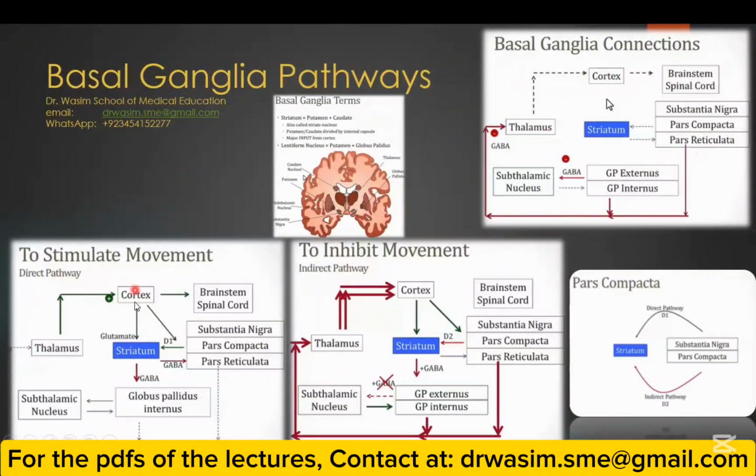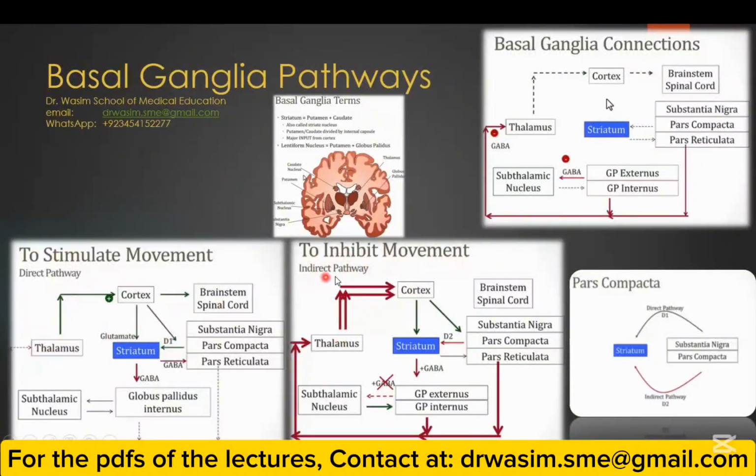Okay. In the direct pathway, there will be inhibition of the globus pallidus internus. When there is inhibition of the globus pallidus internus and pars reticulata, there will be no inhibition of the thalamus, and the thalamus will stimulate the cortex, and the movement will be executed. What is the modifier? The modifier is the pars compacta, which will stimulate the striatum via the D1 receptor in the direct pathway.